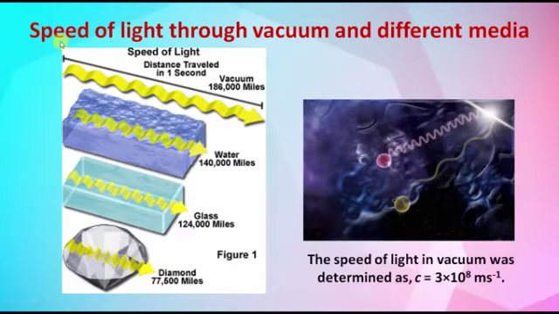Next we are going to see the speed of the light through vacuum and different media. Different transparent media like glass, water, etc. were introduced in the path of light by scientists like Foucault and Michelson to find the speed of the light in different media.